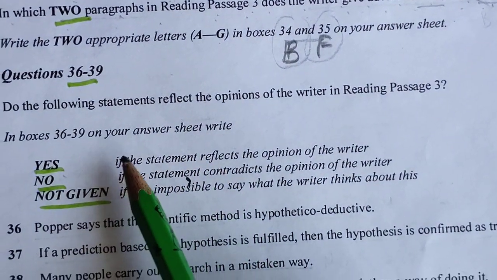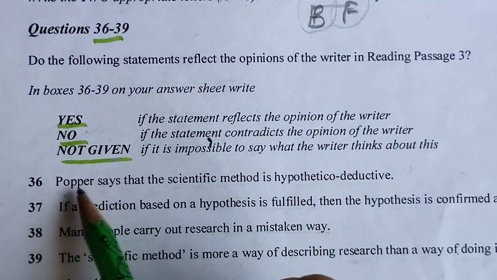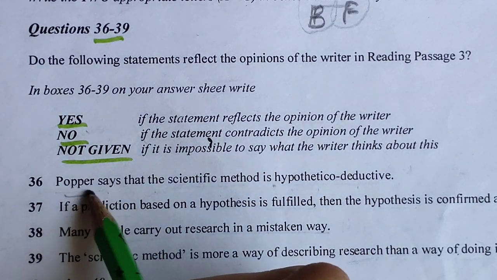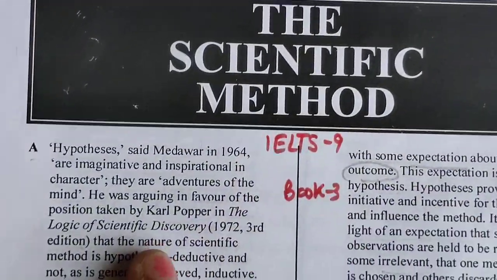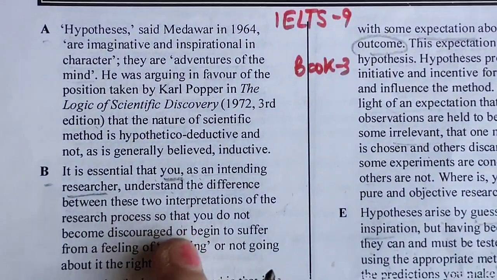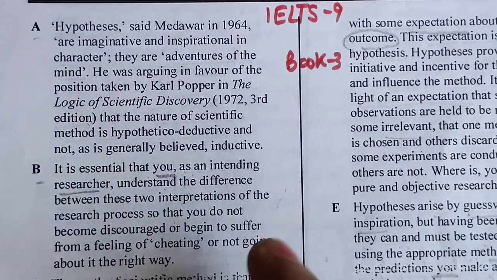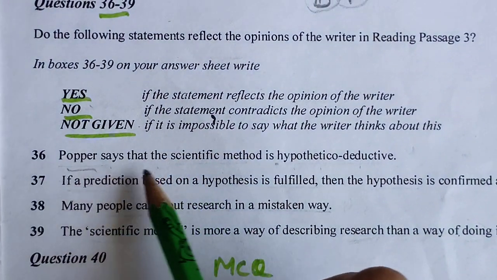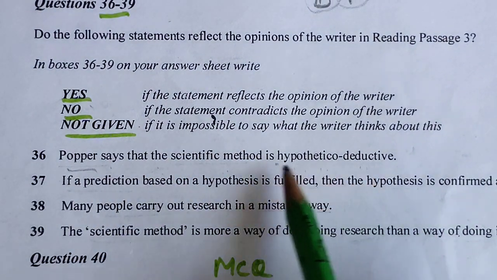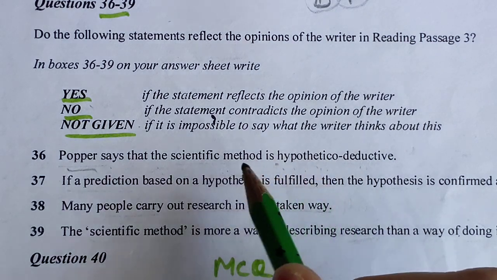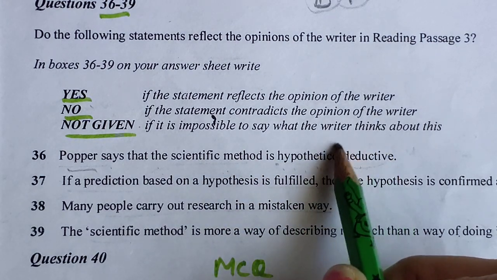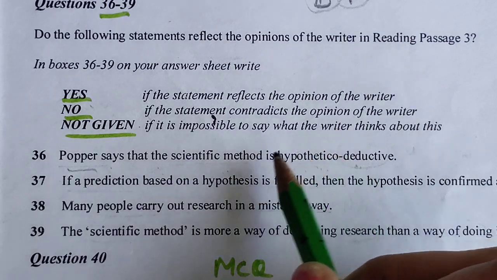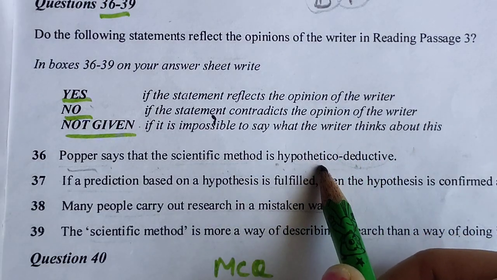Now the yes, no, not given questions. Popper says that scientific method is hypothetico-deductive. Popper, yes, we have left the first and 2B paragraph also. So B is already done. Popper is in paragraph A. So what is he saying? Popper says scientific method is hypothetico-deductive. If he is saying the same thing, then yes. If he is saying something different, that only this method is this, then false. If Popper is saying nothing about these 2 words, then definitely not given.